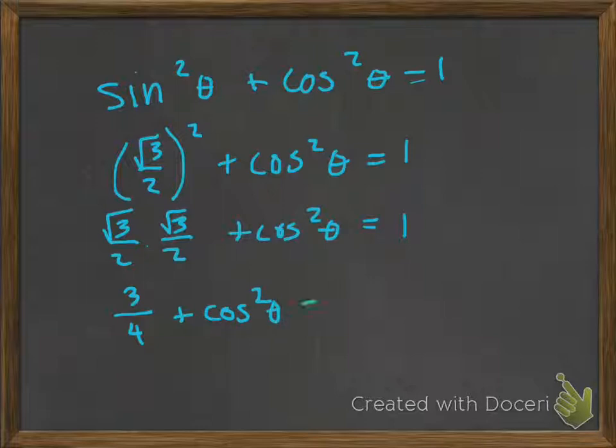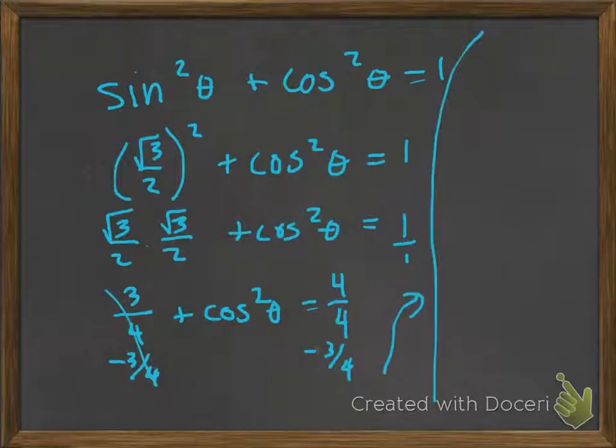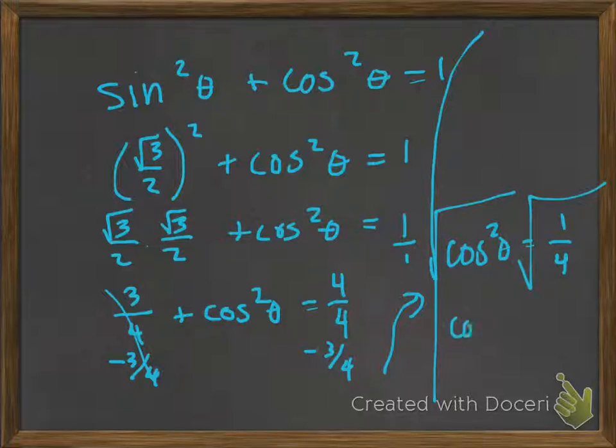And I'm going to write this 1. We could think of 1 over 1, and if I wanted common denominators, we would change it to be 4 over 4. We're going to subtract 3 over 4 from both sides. I'll come over here so I have more room. So cosine squared of theta equals 1 over 4. We take the square root. So cosine of theta equals, the square root of 1 is 1, and the square root of 4 is 2.